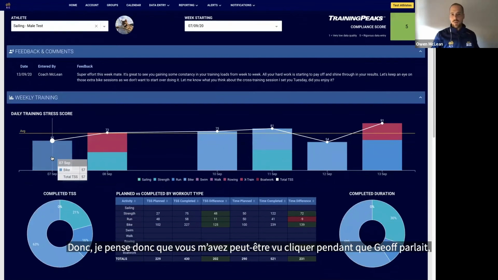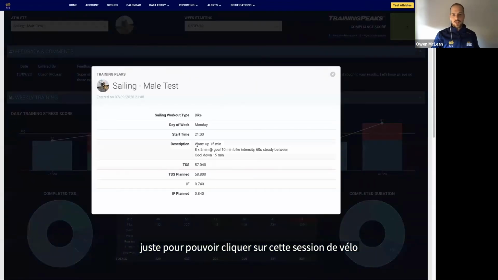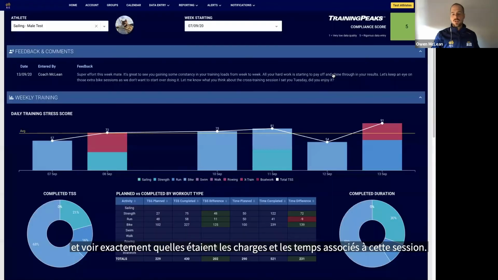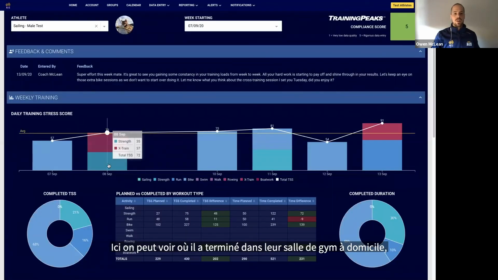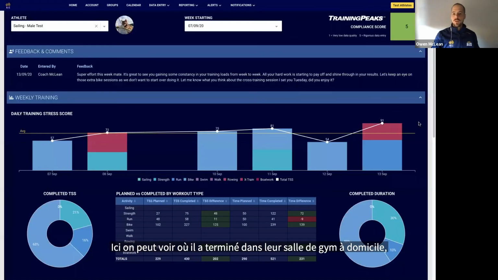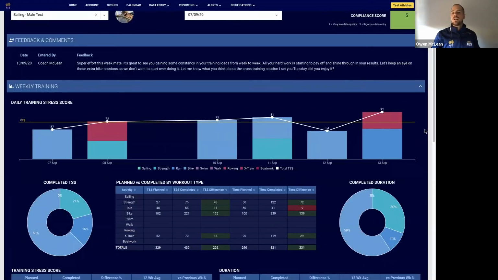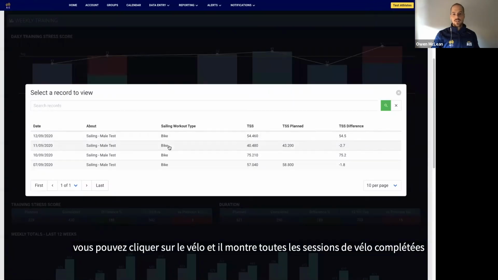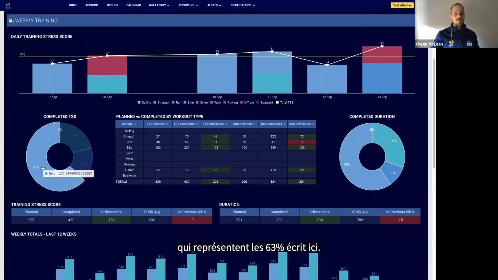So I think you might have been seeing when I was clicking around as Jeff was talking, just to be able to click on this bike session and see exactly what it was and the loads and times associated with that session, or this strength one here where they completed it in their home gym, obviously with COVID and all that going on. And these donuts are also interactive, where you can click on the bike and it shows all the bike sessions that they completed that make up that 63% that's written there.